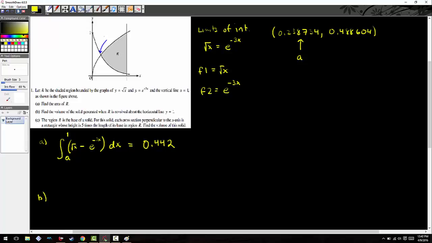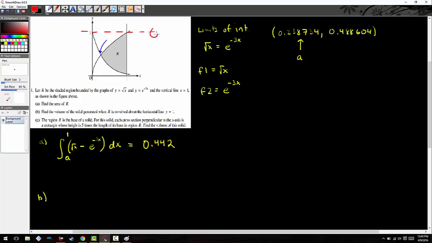Part B. What does it say? Find the volume of the solid generated when R is revolved around the horizontal line y equals 1. Okay, so it looks like we're taking this thing, and we're going to rotate it this way.